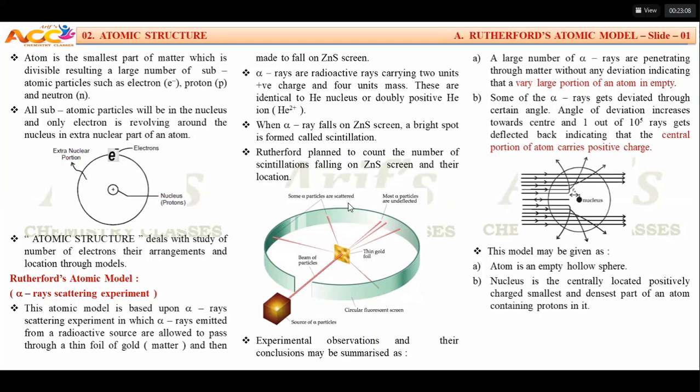Centrally located, because a large number of particles are deviating. 1 out of 10 power 5 is coming back from the center, exactly from the center.